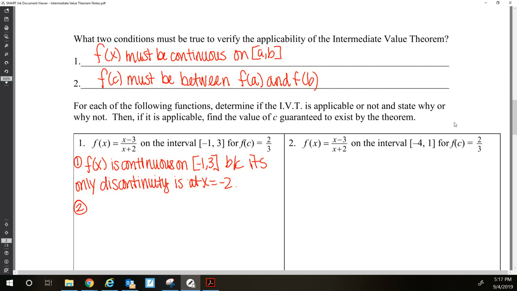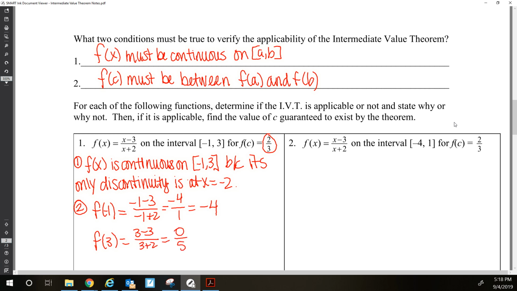Now we've got to prove that f of c is going to be between, so 2/3 has to be between f of -1 and f of 3, f of a and f of b, right? So we need to find f of -1. That'd be -1 minus 3 over -1 plus 2. -1 minus 3 is -4, and -1 plus 2 is 1. So f of -1 is -4. And we need to find f of 3. Plug in 3, I get 3 minus 3 over 3 plus 2. 3 minus 3 is 0 over 5, which is 0.